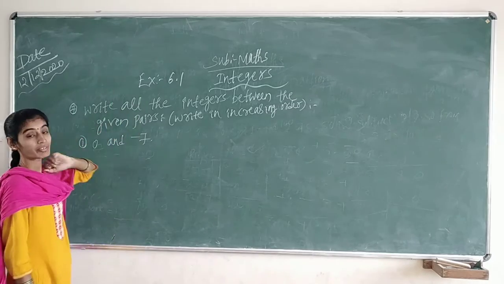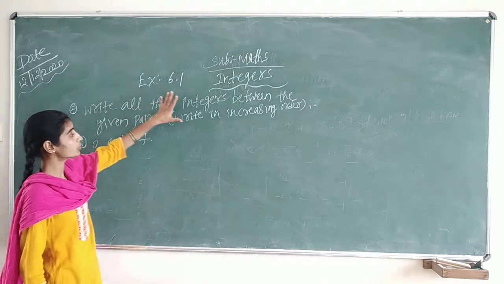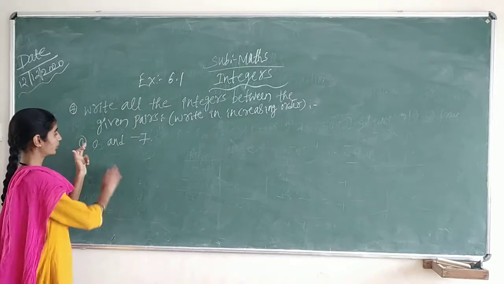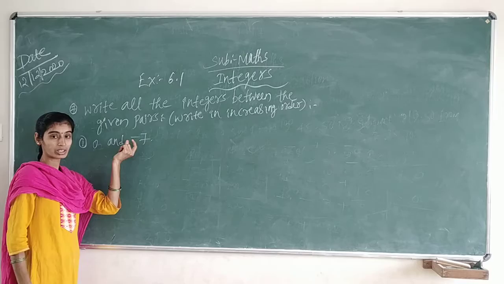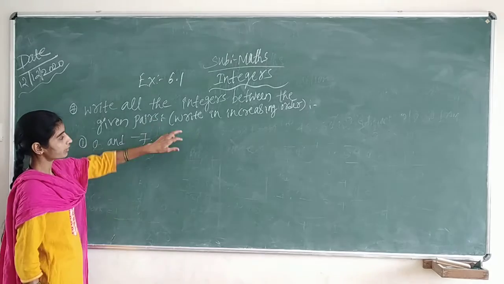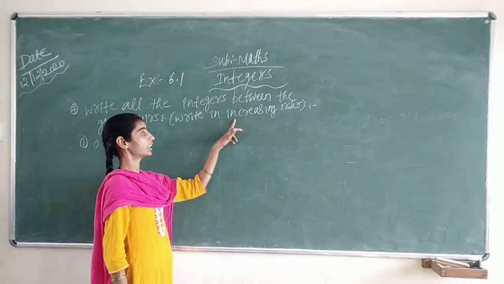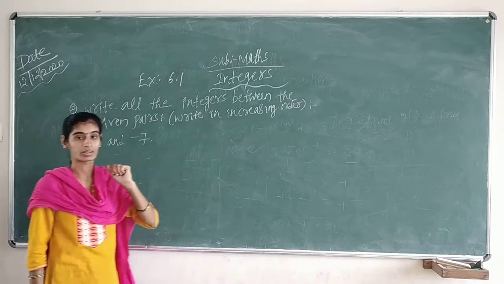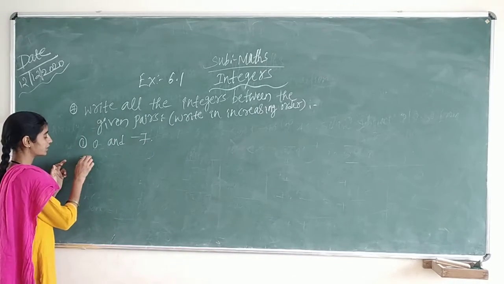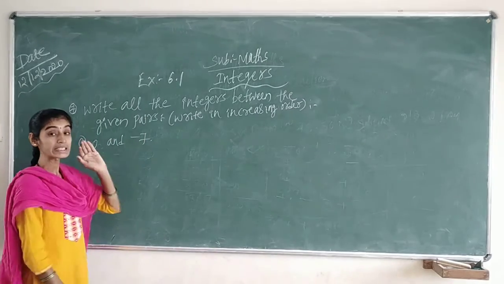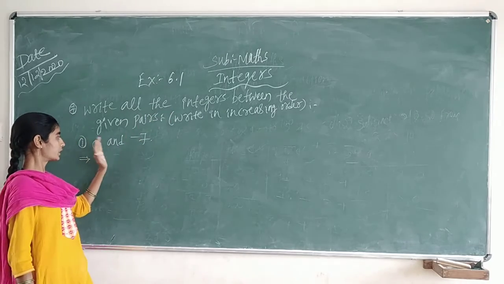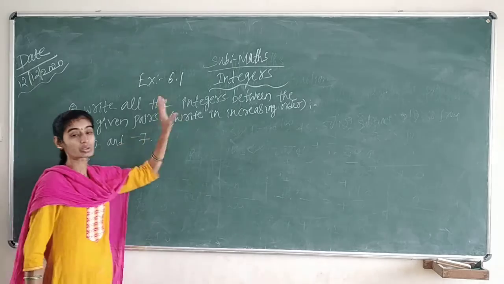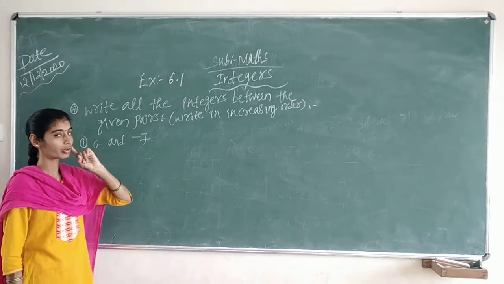So, what have they asked in the question? They have asked you to write the integers between 0 and minus 7. See this number carefully. It is minus 7. And that too you have to write in increasing order. Now, shall we start writing the integers? You should not say numbers, but integers, between 0 and minus 7. That too you have to follow the increasing order.